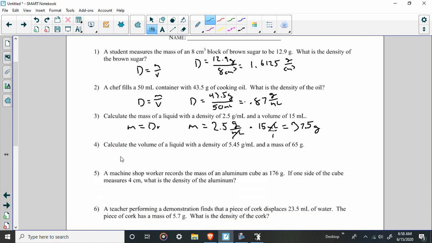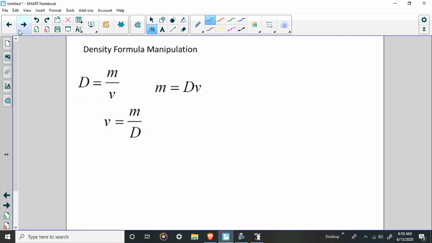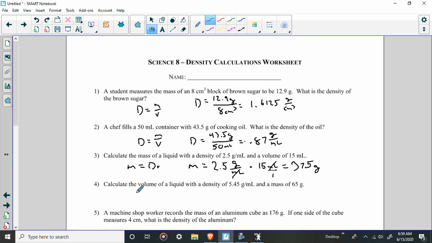Okay, it says calculate the volume of a liquid with the density. Okay, so what's our formula for volume? Volume is mass divided by density. Okay, so again, what do we got? Volume is equal to mass, 65 grams, over the density, which is 5.45 grams per milliliter.